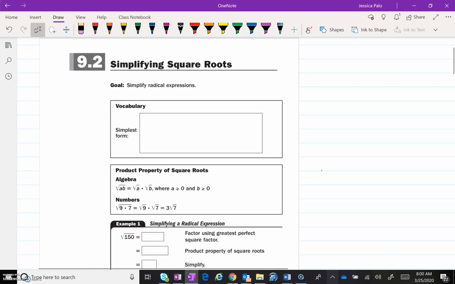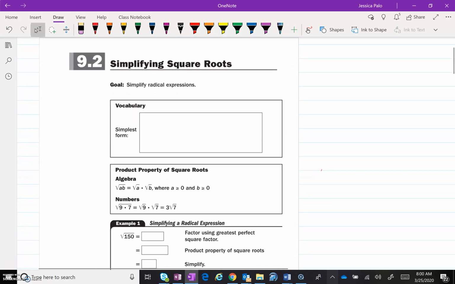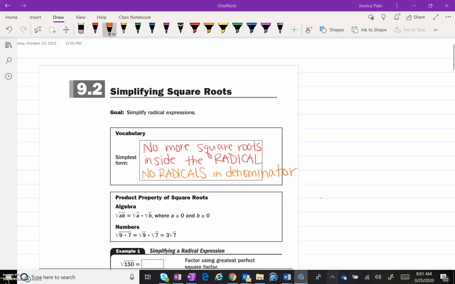Okay, first thing, let's talk about the simplest form of a radical expression. The simplest form of a square root would simply mean that there are no more square roots inside the radical. You have removed and solved and simplified all of the square roots that were hiding inside that radical. Also, simplest form means that there are no radicals in the denominator. There cannot be any radicals in the denominator of a fraction.